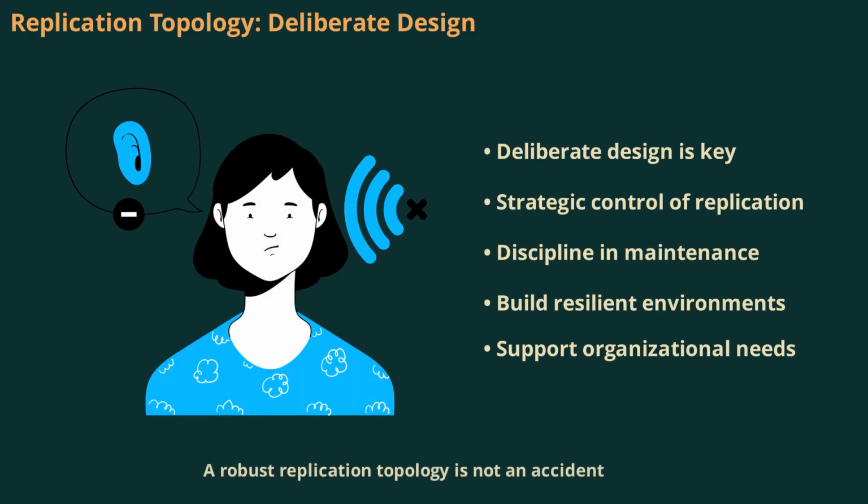A robust replication topology is not an accident. It's the result of deliberate design, strategic control, and disciplined maintenance. By mastering the principles and tools discussed in this guide, you can build and maintain a resilient, efficient, and secure Active Directory environment that supports your organization's needs now and in the future.